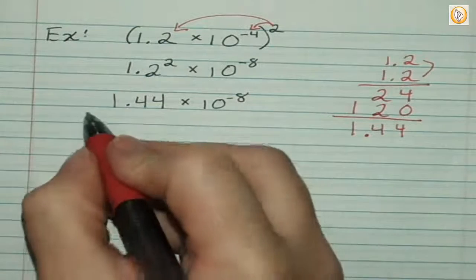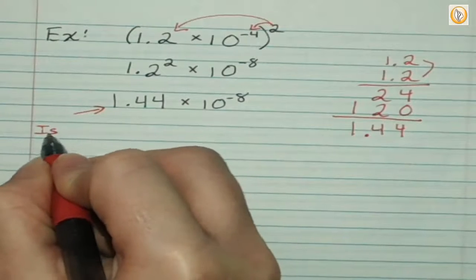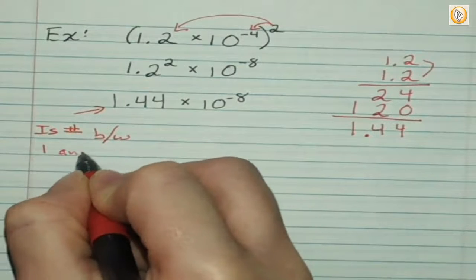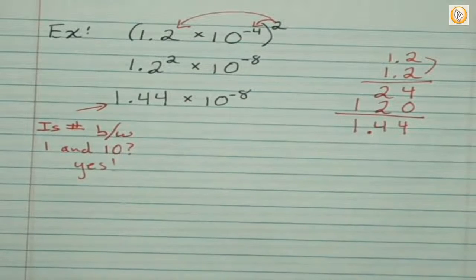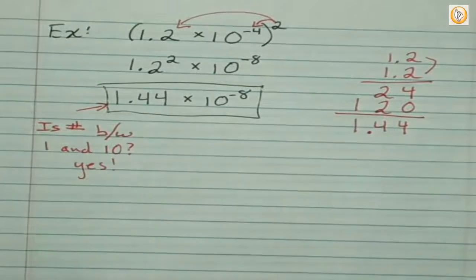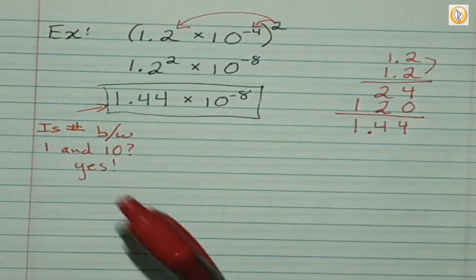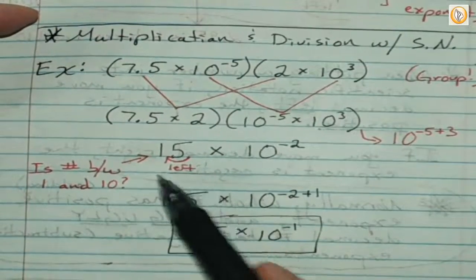Now, question. Ariel, is the number between 1 and 10? Yes. Guess what? We're done. That's our answer. As long as your number is between 1 and 10, you're good to go. If it's not, like this problem right here, where it was 15, then you got to fix it.